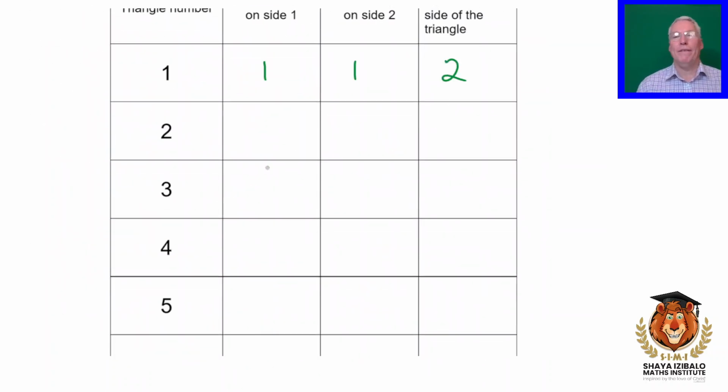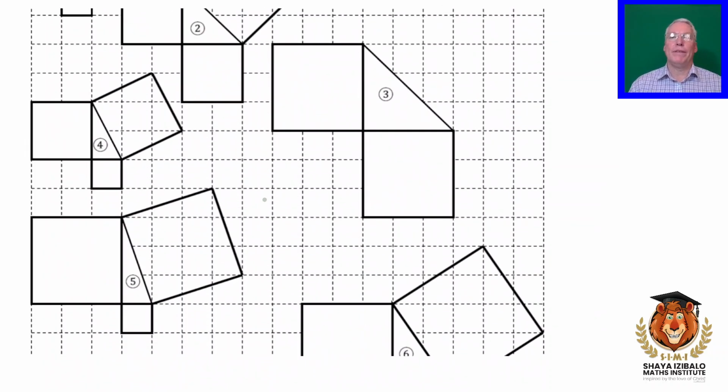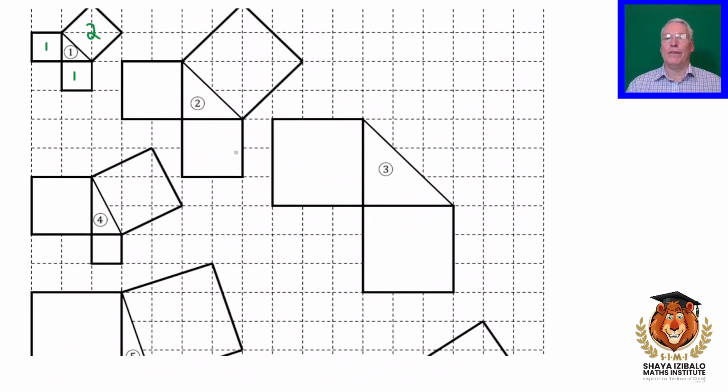Let's do number 2 together. So on this side over here, this little triangle, we've got 1, 2, 3, 4 squares. And on this side, we've got 1, 2, 3, 4 squares. Let's see if we can count how many full squares there are on the big square on the side here. Well, these are easy. 1, 2, 3, 4. This is a half, and that's a half. So together they make 1.